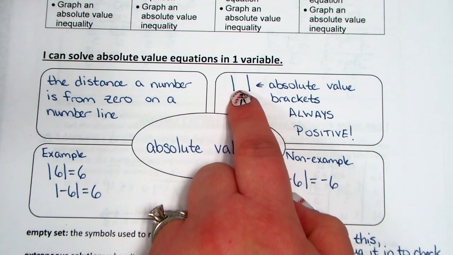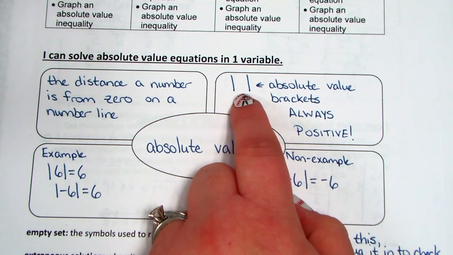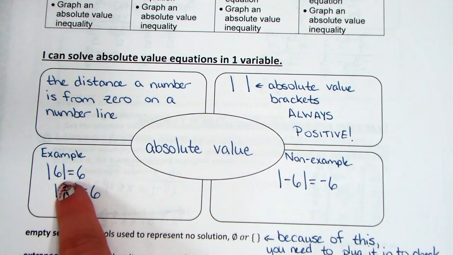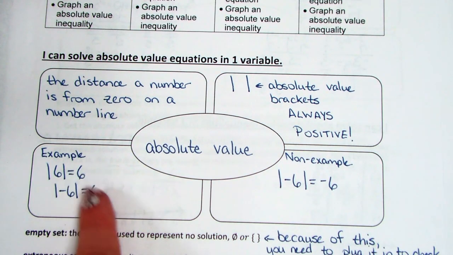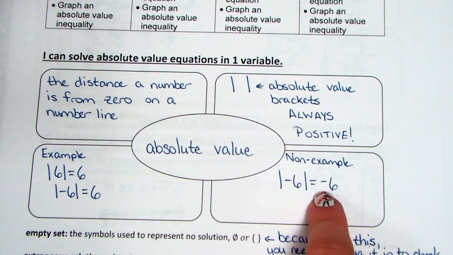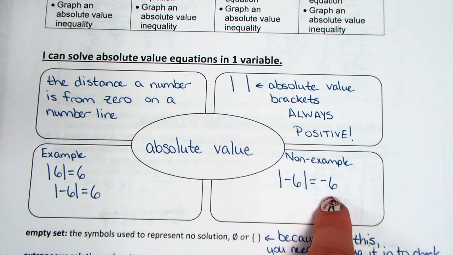If I put x plus 3 in the middle, then that means whatever is inside that, I want to know how far away from 0 it is. So here's an example of absolute value brackets in action. The absolute value of 6 is 6. The absolute value of negative 6 is 6. They both have the same exact absolute value because they are both 6 places away from 0. In this non-example, the absolute value of negative 6 cannot be negative 6 because absolute value is never considered negative.